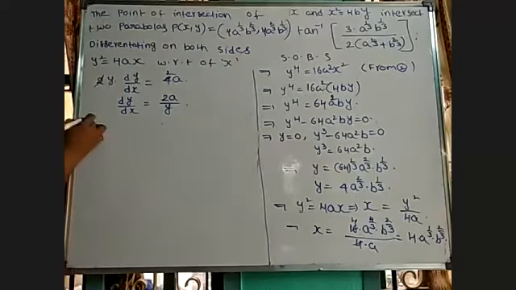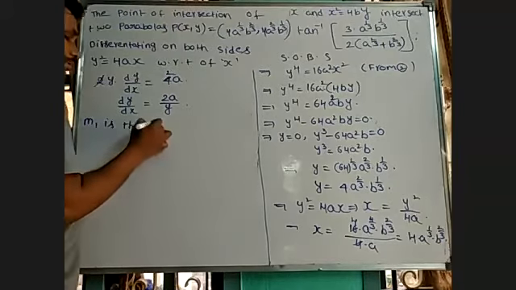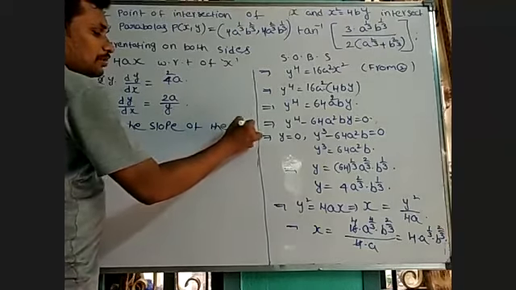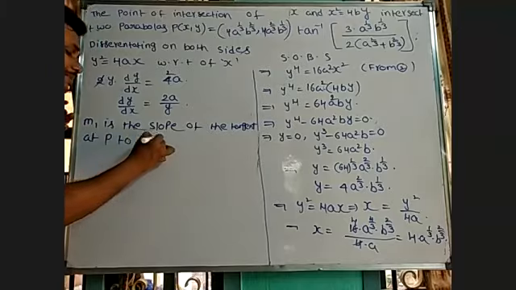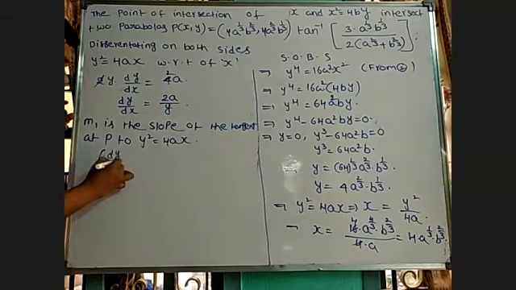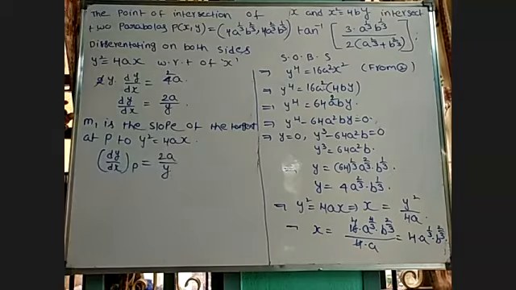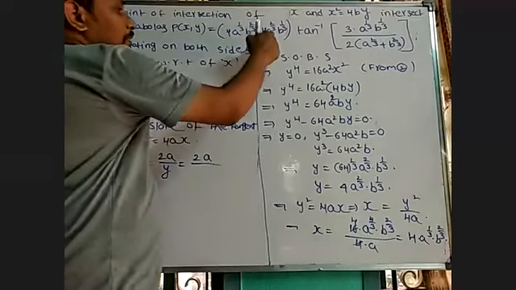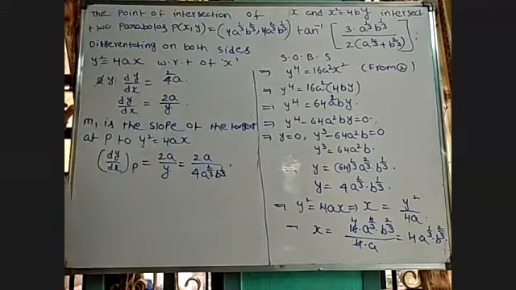Next, m1 is the slope of the tangent. M1 is the slope of the tangent at P to y square is equal to 4ax. Okay, understood? From this, what we write? dy by dx at P is equal to 2a by y we are getting. Okay, from this, if you see there, 2a by y means what we are getting here? 2a over 4a power 2 by 3 into b power 1 by 3.